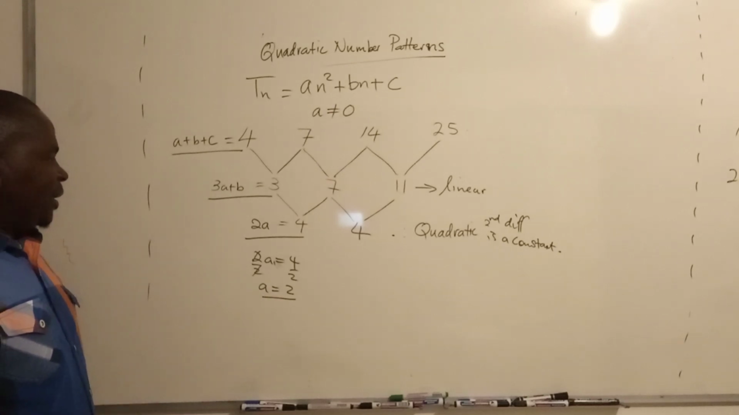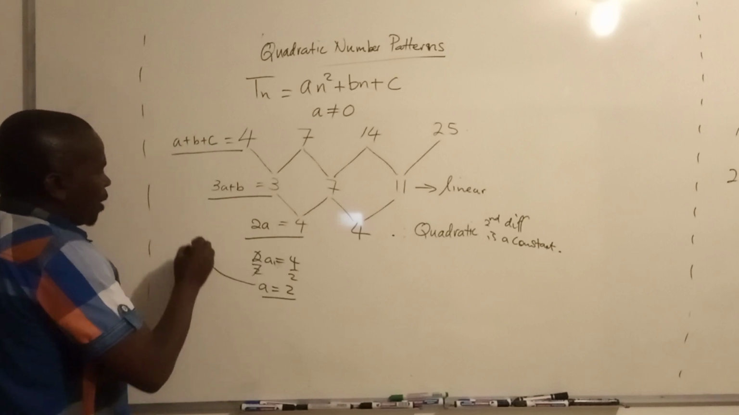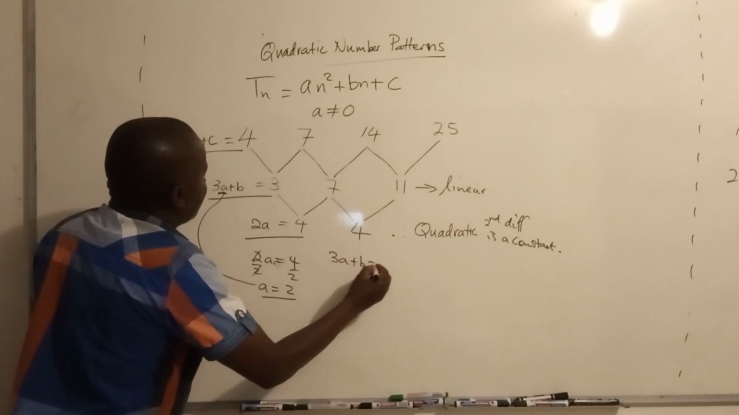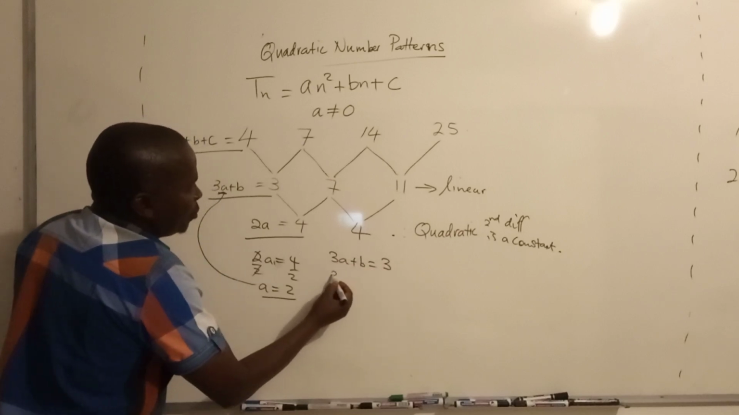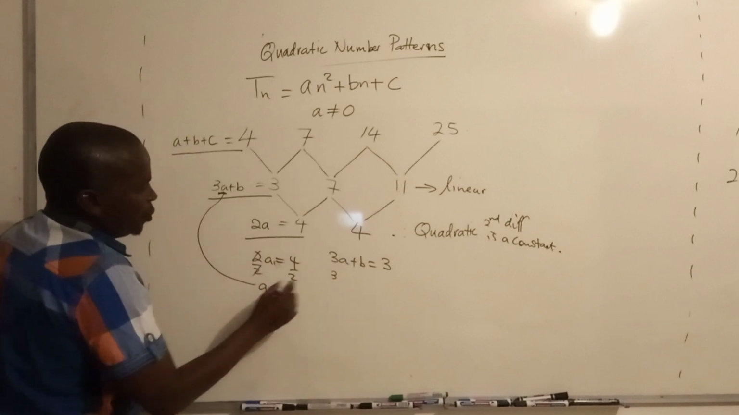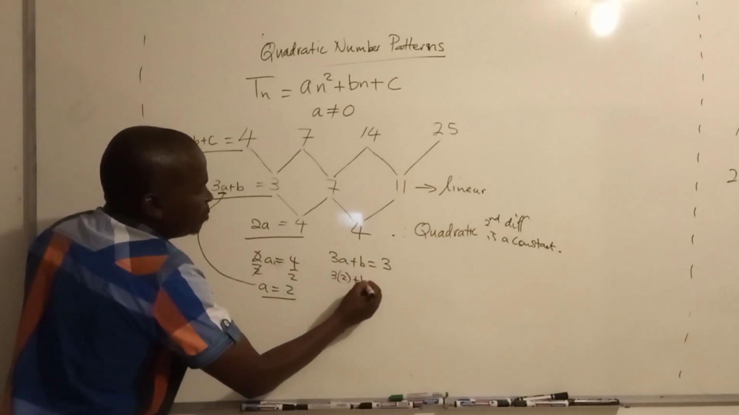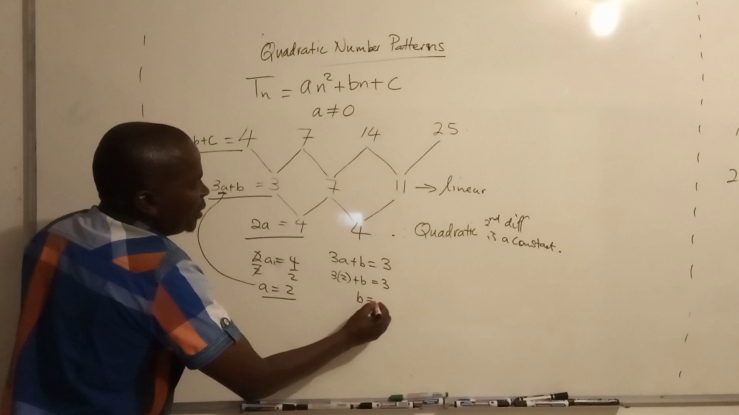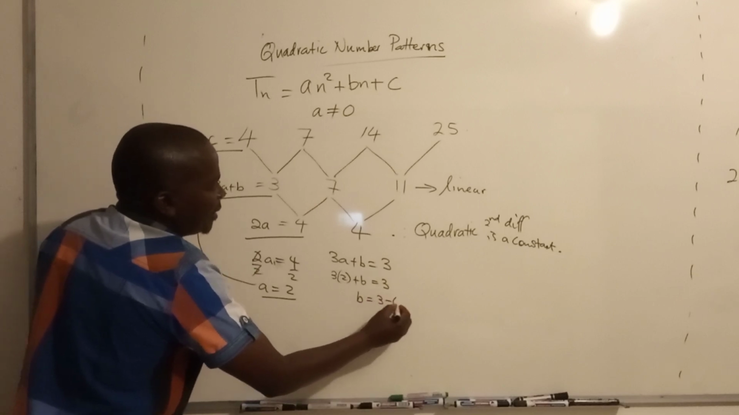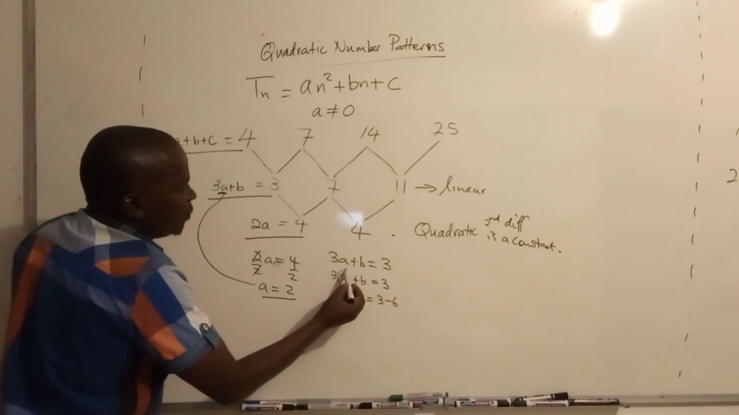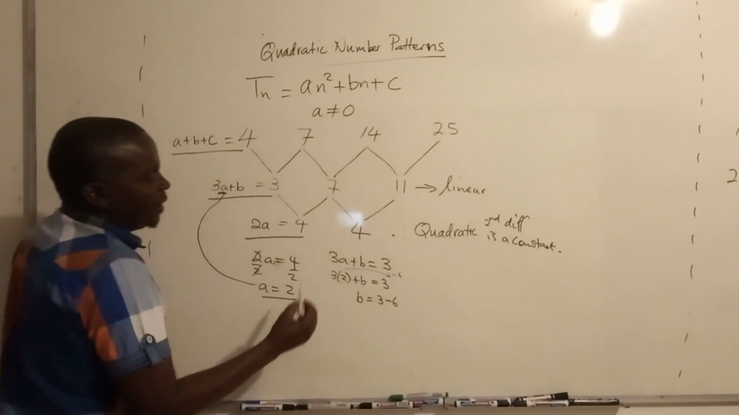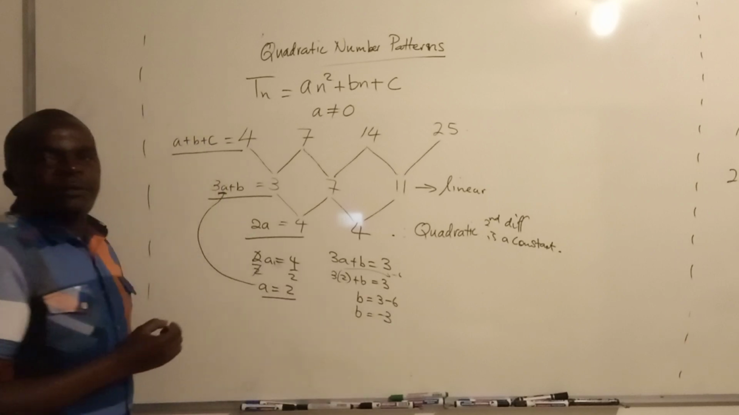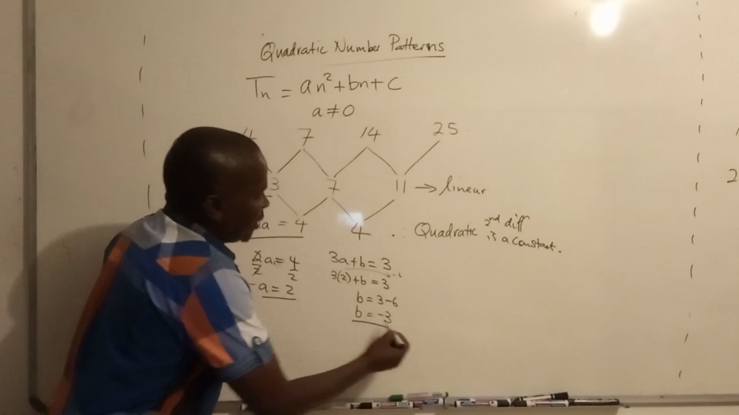And then the next one, you substitute this one at that point. So it will give you 3a plus b is equal to 3. We know a is equal to 2, so 3 multiplied by 2 plus b is equal to 3. Then you solve this linear equation. It will give you b is equal to 3 minus 6, because 3 by 2 there will give you 6. When you take it over, it will be negative 6. So b is equal to negative 3. So that's the second value.